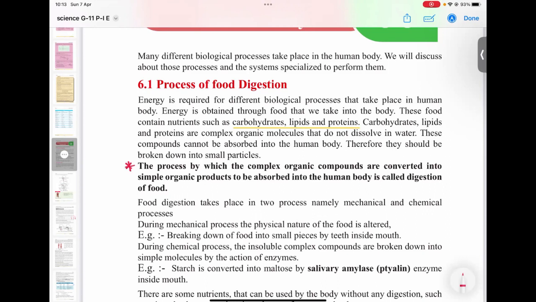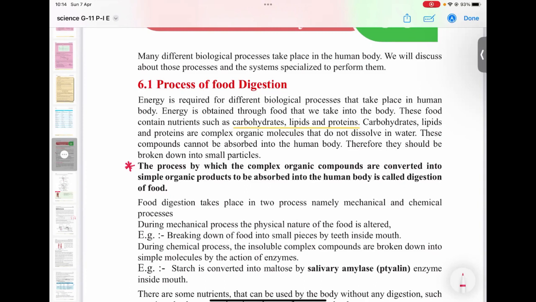This is the definition of digestion. The definitions of digestion, circulation and so on are very rare tasks during the exam, but please have an idea about it. So it's a process where you convert complex organic compounds to simple organic compounds so that they can be absorbed into the human body.